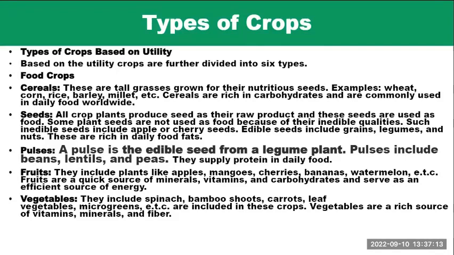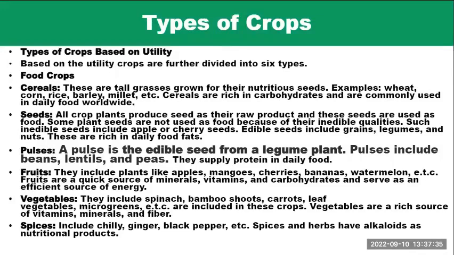Okay? Then we have vegetables. They include spinach, bamboo shoots, carrots, leaf vegetables, microgreens, and so on and so forth. Vegetables are a rich source of vitamins, minerals, and fiber, okay?